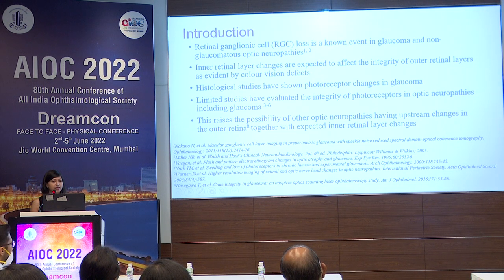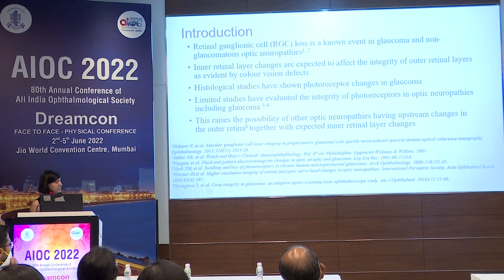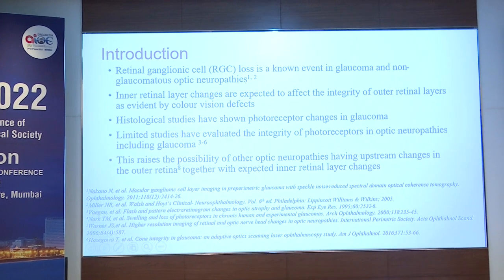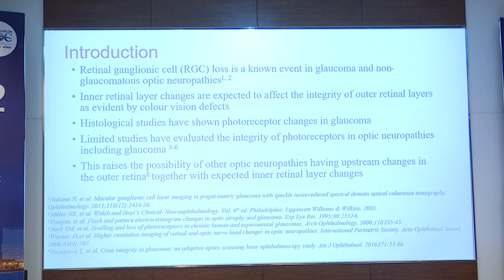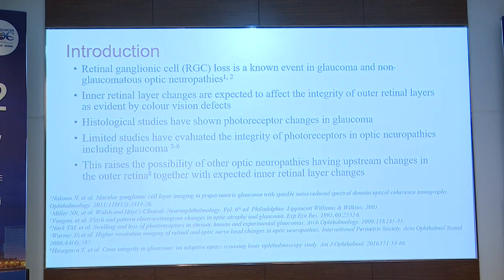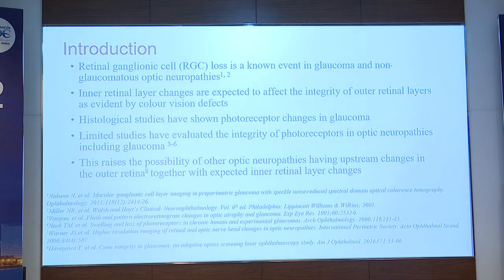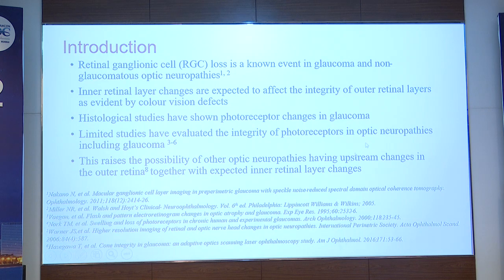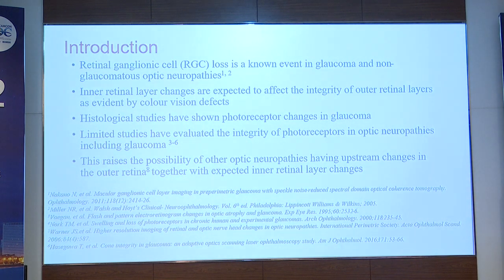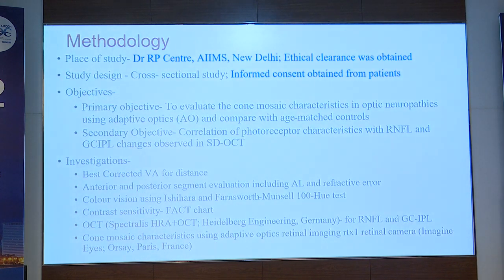And there has been a lot of debate related to it. Histological studies have shown that photoreceptors do show some changes, like swelling, in cases of glaucoma. Recently we have adaptive optics technology, and that has shown the cone mosaic characteristics very nicely. Using this technology, a handful of studies have evaluated the integrity of photoreceptors, especially in glaucoma. Again, there are contradictory reports. So with this question in mind, whether we have these outer retinal changes along with the expected inner retinal changes in optic neuropathies, this was a cross-sectional study done at the RP Center, AIIMS.